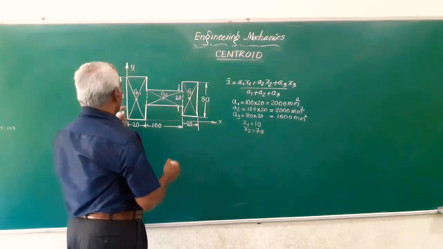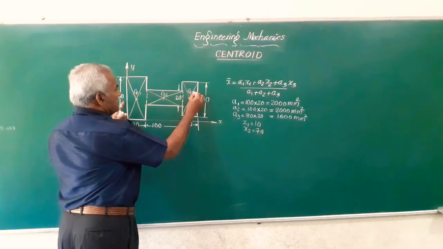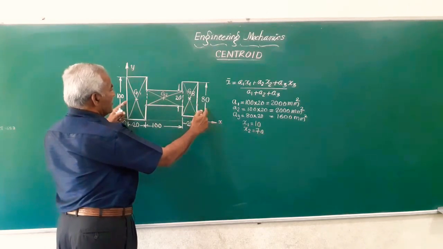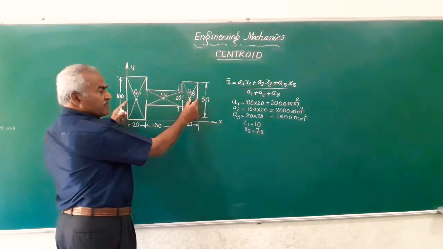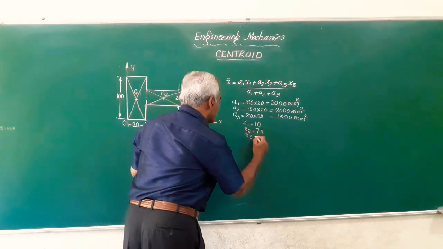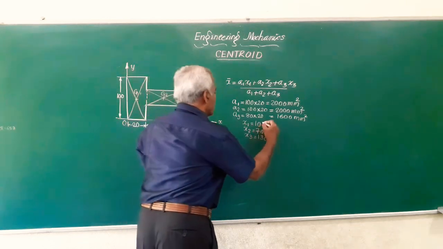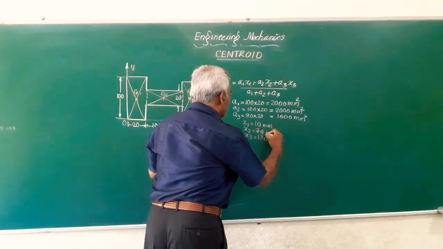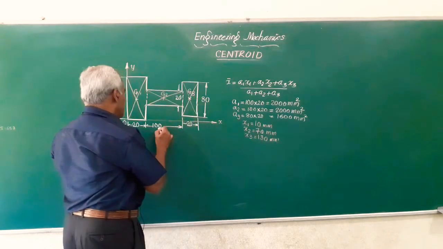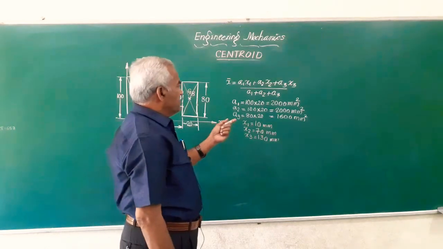Finally, x3 is the distance of G3 from the y-axis. The total distance is 140. If you subtract 10 from there, you will get 130. So x3 is equal to 130 millimeters. All these dimensions are in mm, because whatever is given here is in millimeter units. So friends, we have the values.